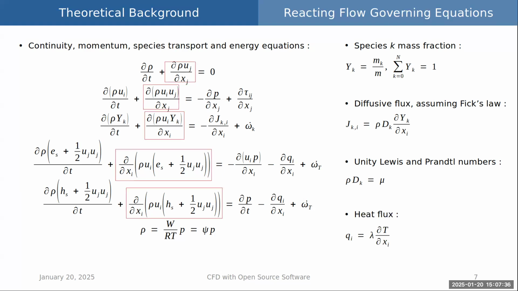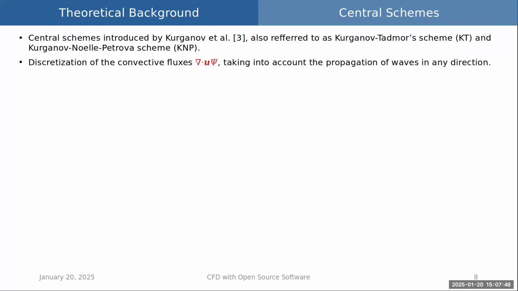Now what I will show is how the convective fluxes can be discretized using the central scheme theory. The convective terms are here highlighted in red in the equation. These schemes were introduced by Kurganov et al., also known as Kurganov-Tadmor or KT, and Kurganov-Noelle-Petrova KNP schemes.